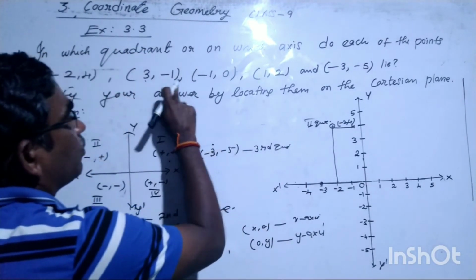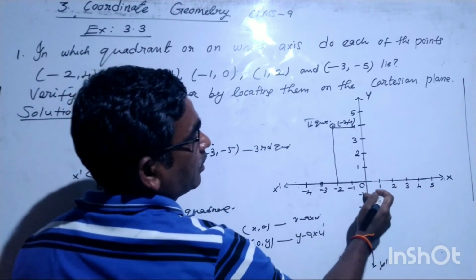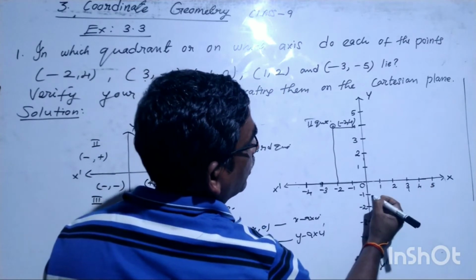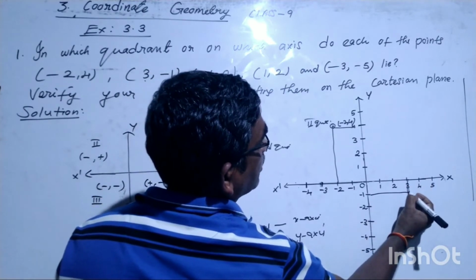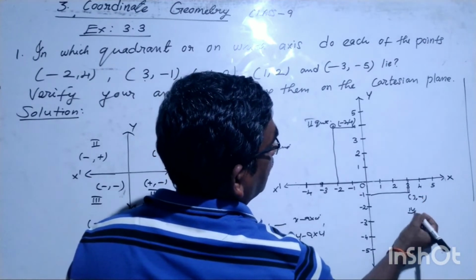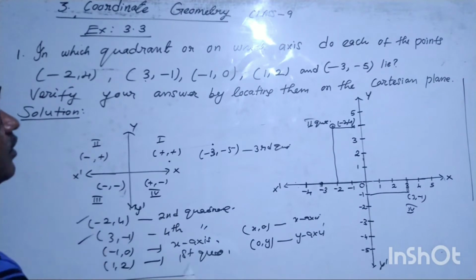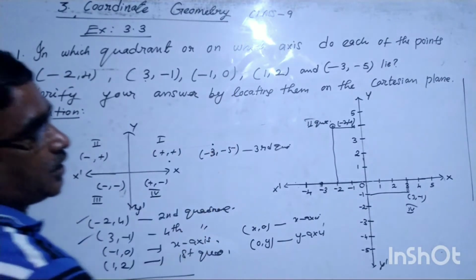3 comma minus 1. X is positive, y is minus. X is 3, y is minus 1. Yes, this is the place where the point is lying. 3 comma minus 1, which quadrant is it? It is the fourth quadrant. That's clear? Fourth quadrant.